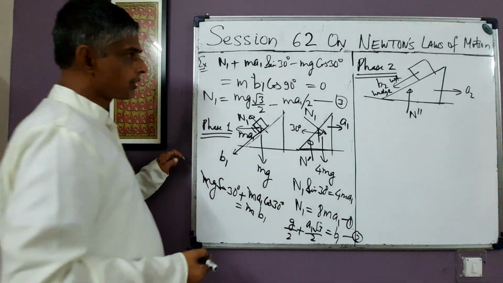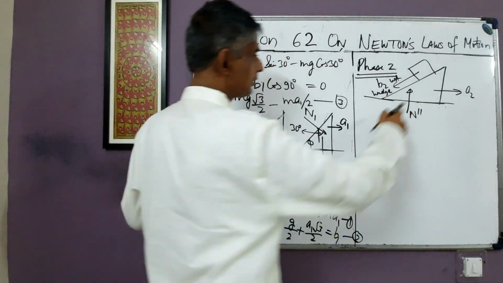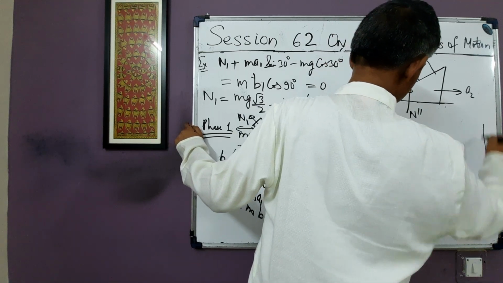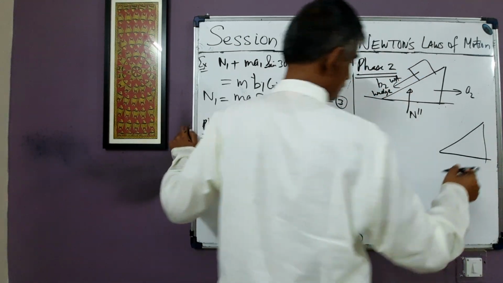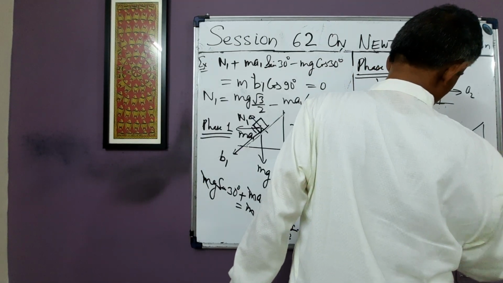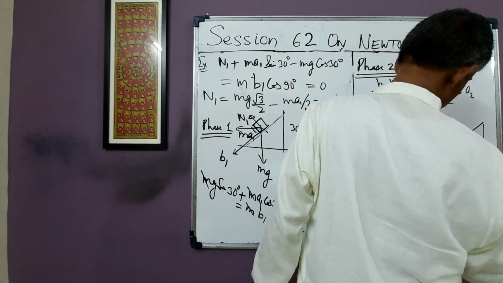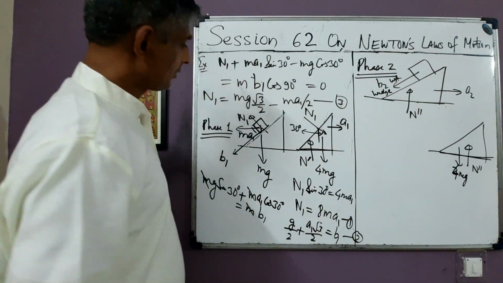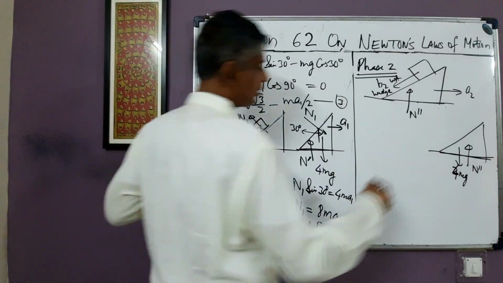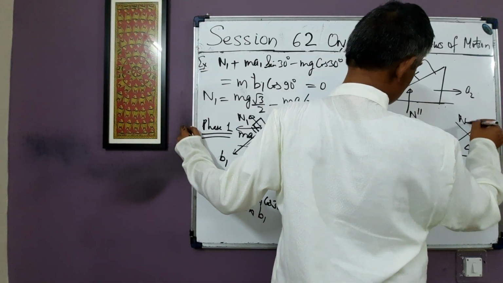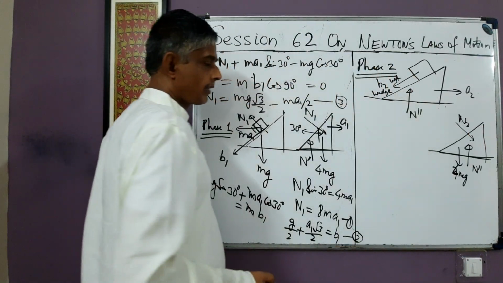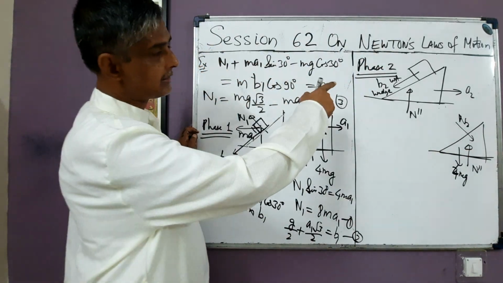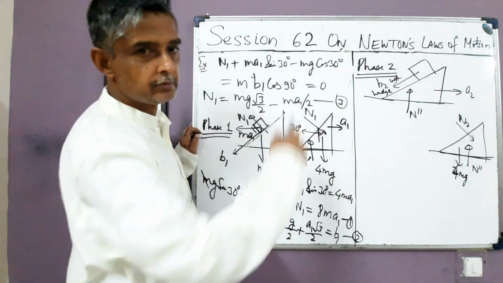Now again I draw the free body of the wedge with respect to ground. So here it is 4 mg. Here it is n double dash. Suppose in the downward journey, the block exerts a normal force n2 on the wedge. Suppose in the second phase, the acceleration of the wedge with respect to ground is a2 rightward.